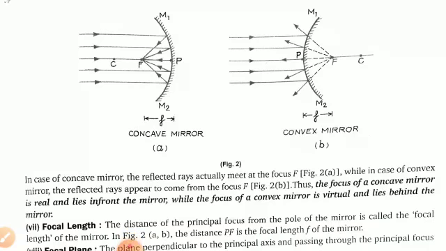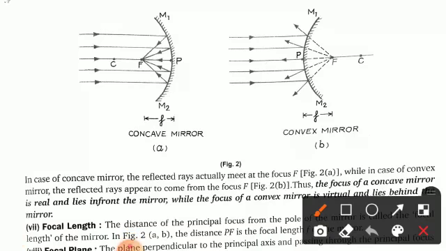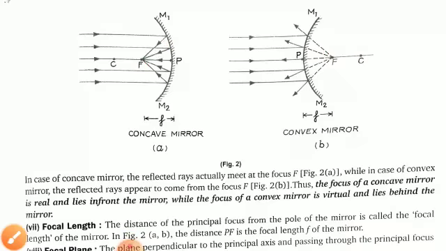I hope you understand. Thus, the focus of a concave mirror is real and lies in front of the mirror. You can see easily this is the focus of the concave mirror. It is real and lies in front of the mirror, while in case of a convex mirror, the focus is virtual and lies behind the mirror. This is the focus of the convex mirror.